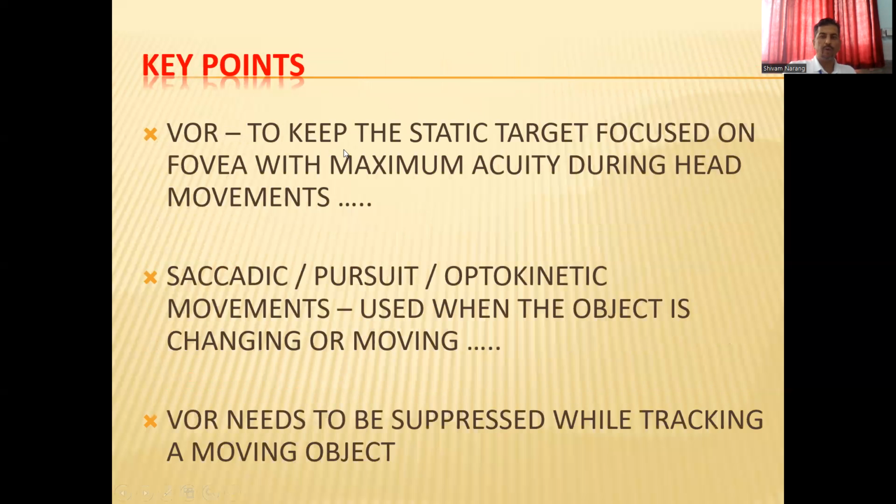So key points to be remembered here: the vestibular reflex keeps the static target focused on the fovea with maximum acuity during head movement. Saccadic and pursuit or optokinetic movements are used when the object is changing or moving. The vestibular reflex needs to be suppressed while tracking a moving object, because pursuit movements are following a moving object. But if the vestibular reflex is very strong, it will reduce the perceived movement. If we want to follow a moving object, we need to suppress it. So both work in opposite directions.